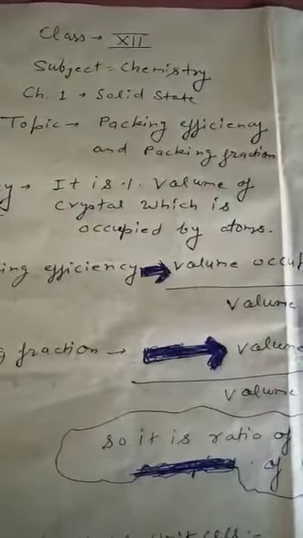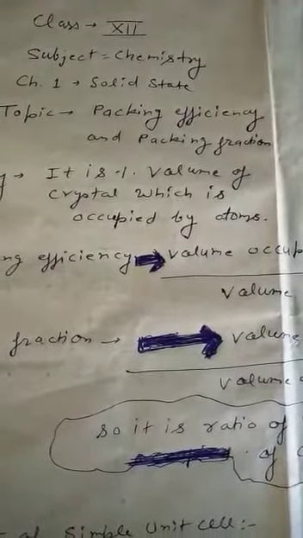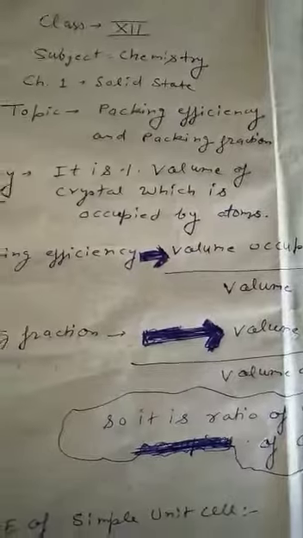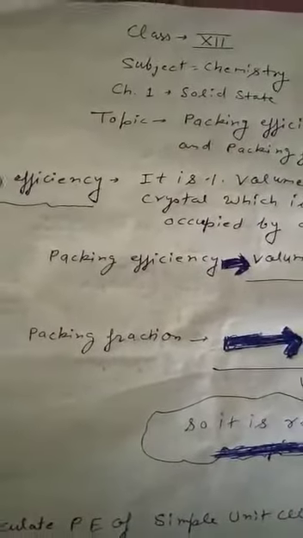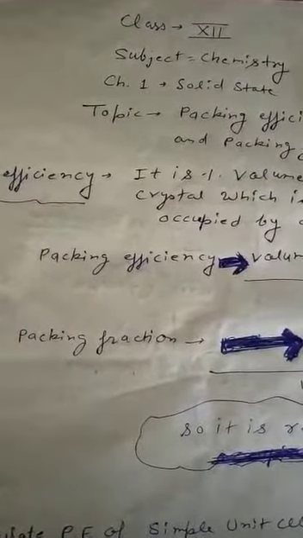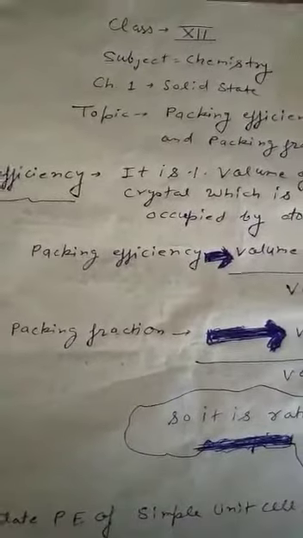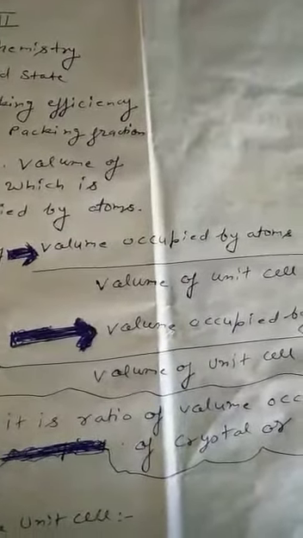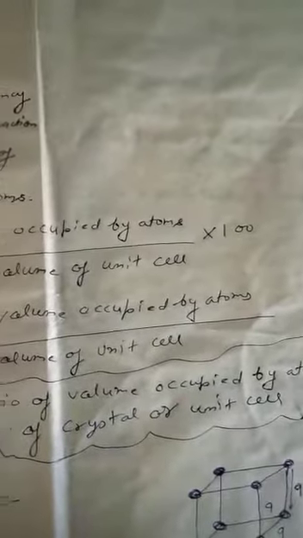So basically it is the percentage volume of the crystal lattice or unit cell which is occupied by atoms or constituting particles. So the packing efficiency is expressed in percentage. The formula is volume occupied by atoms divided by volume of unit cell into 100.